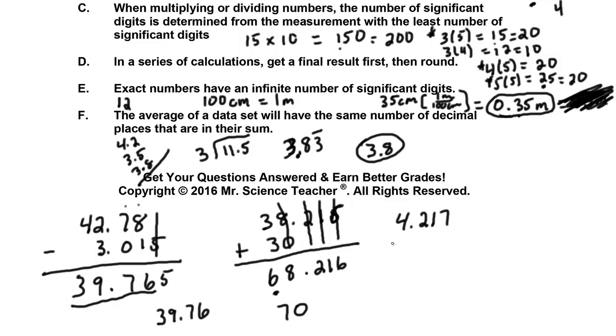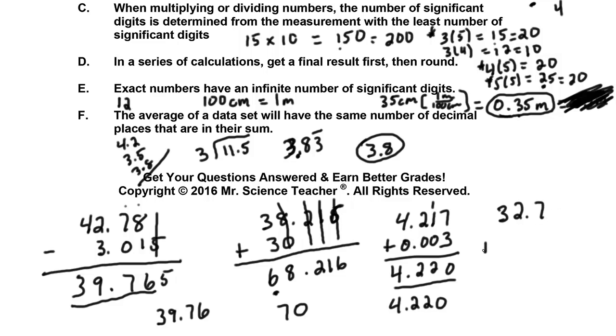4.217, and we're going to add to that 0.003. So 7 and 3 is 10. We have a 2, we have a 2, and a 4. Now notice they all have to the thousandths place. So we have to report to the thousandths place. So our correct answer would be 4.220.